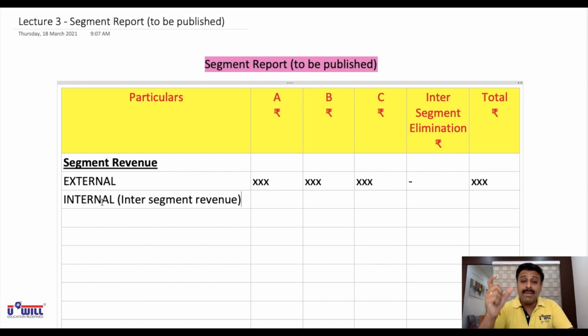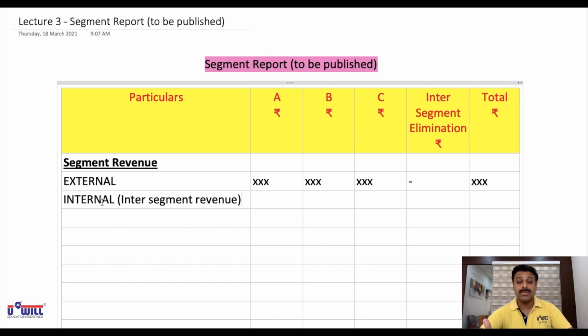Now here, suppose the Ahmedabad branch of Vadodara Central sends to Baroda. Okay, Ahmedabad Central sends to Vadodara Central. Here for Ahmedabad Central, it's an inter-segment revenue, because for Ahmedabad also it is sales. Overall for the central company itself, it's a sales.